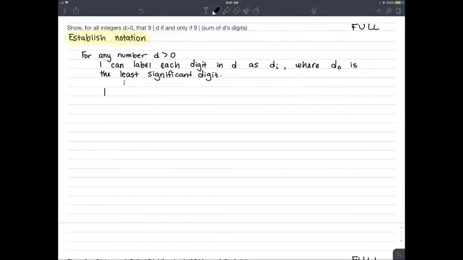So now what I can say is d can be represented as the sum from i equals 0. Given a number d greater than 0 that has n digits, n greater than or equal to 1, now we can say the summation goes like this, which is just what we established earlier. In other words, for any number we're given that's greater than 0 and has at least 1 digit, which we're going to call n, we can write it down like this in terms of the digits, and each digit in d is labeled as d_i, where d_0 is the least significant digit. We can also say the sum of the digits, therefore, so now we can start our proof.